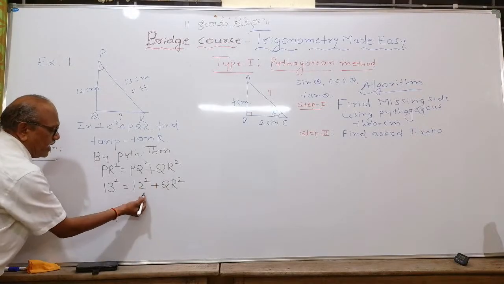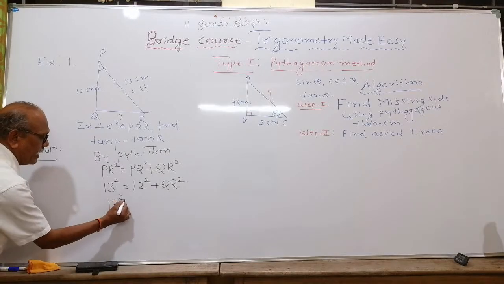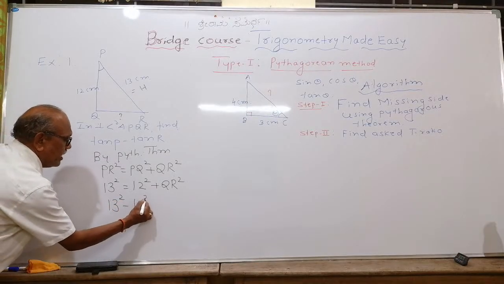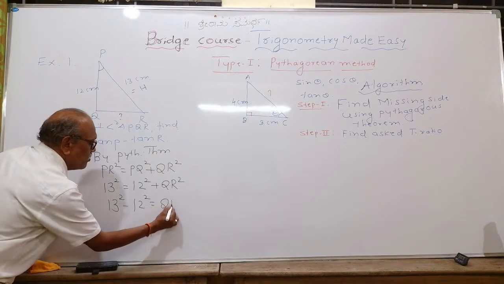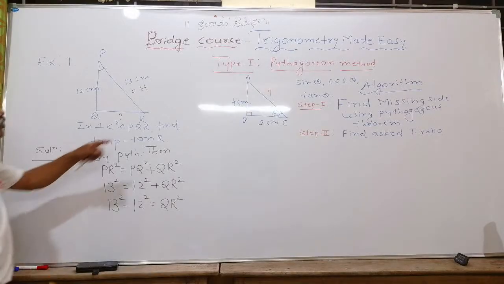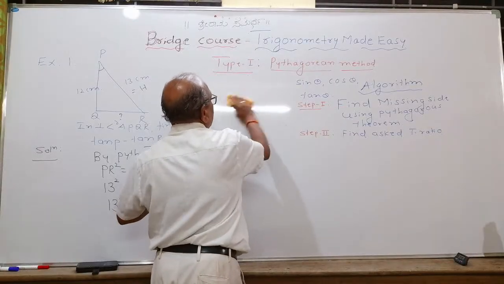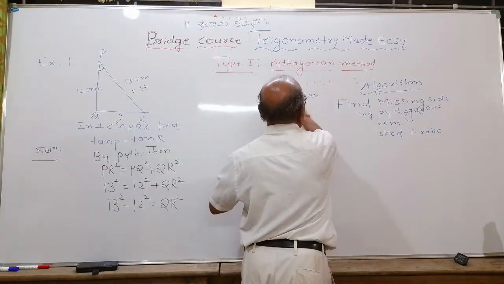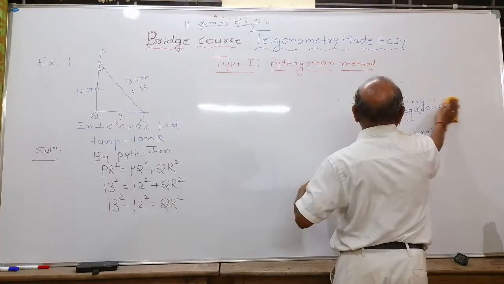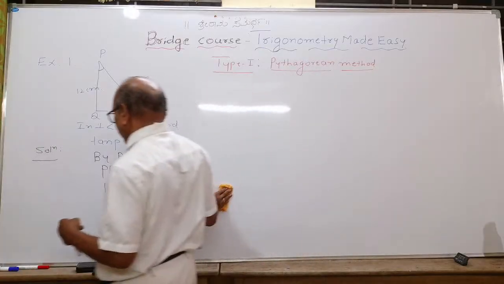To get QR square, let us take 12 square to the left. Then it becomes 13 square minus 12 square is equal to QR square. Now, how to solve this? I hope you noted this trick. Type 1. Open the notebook and go on working. Those who are quick, you can finish it. You can answer the question in the chat box before I solve it.